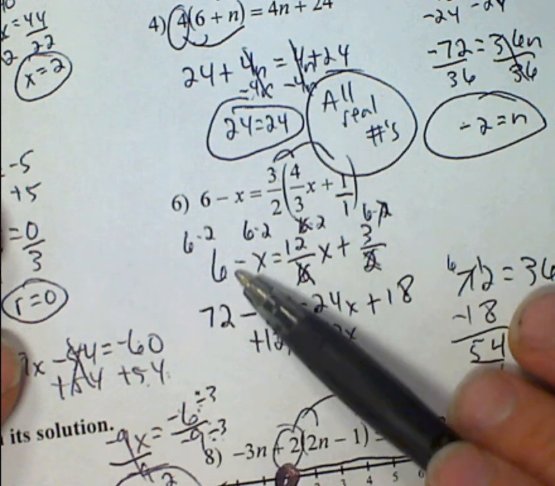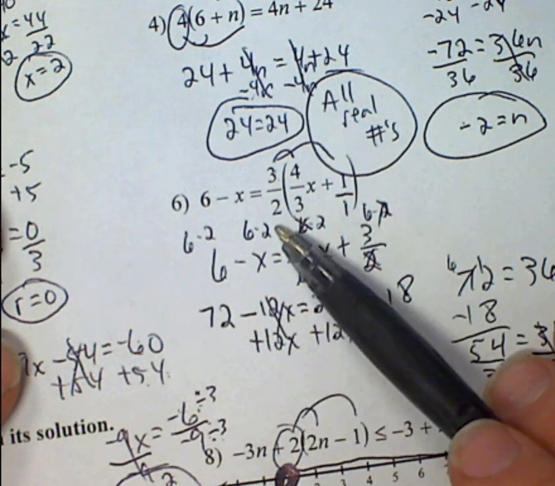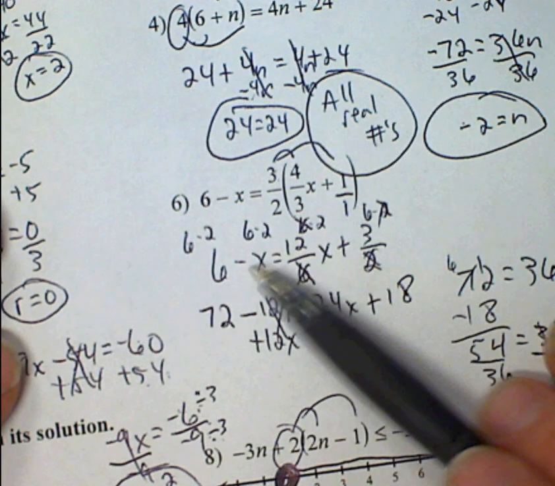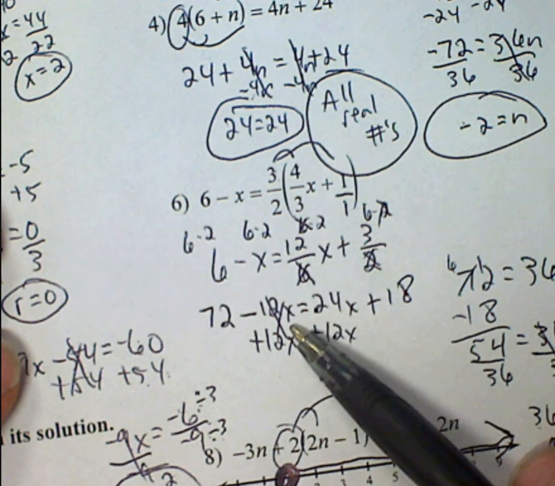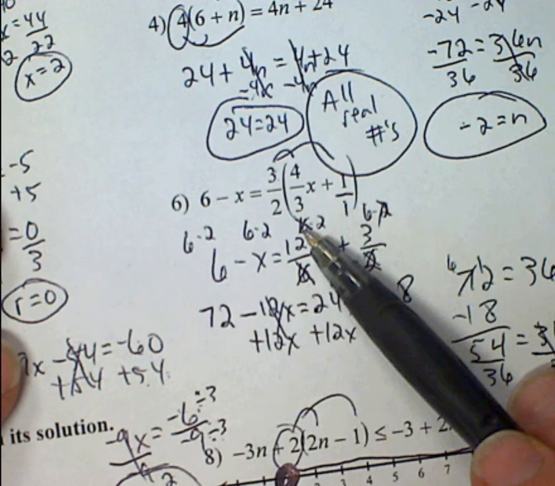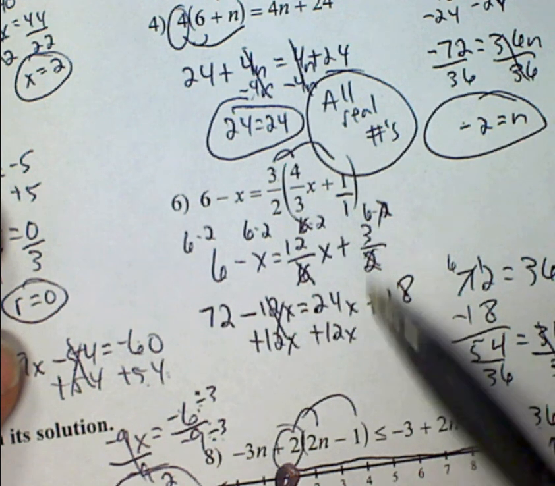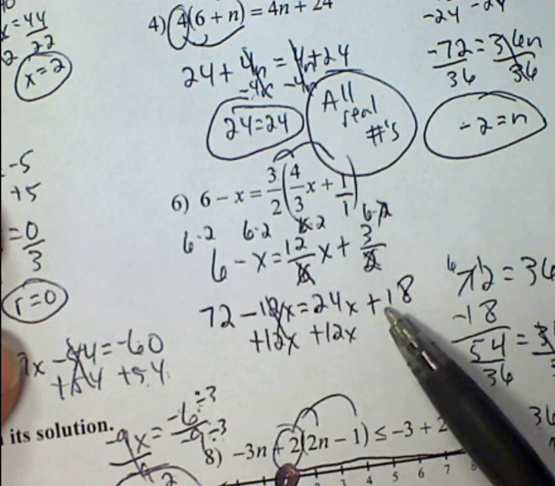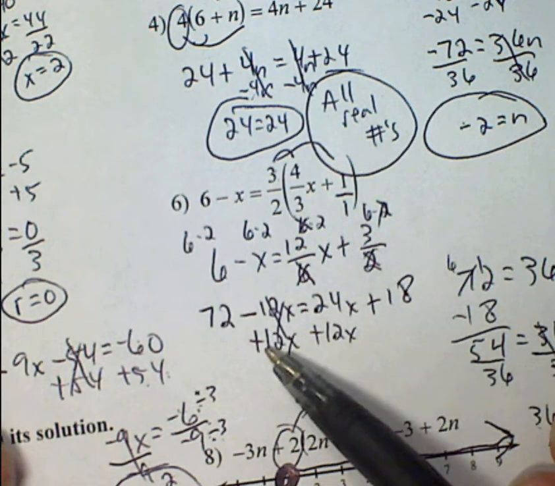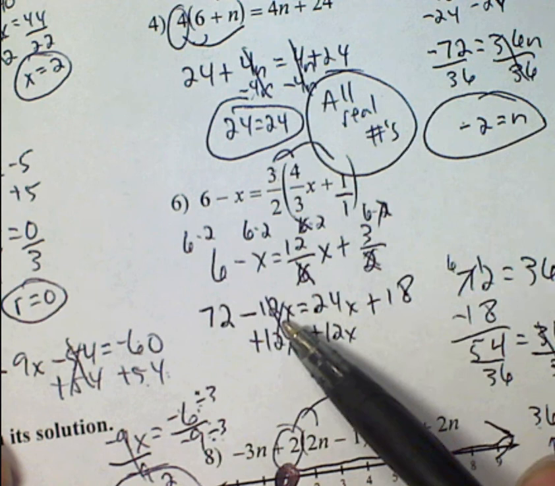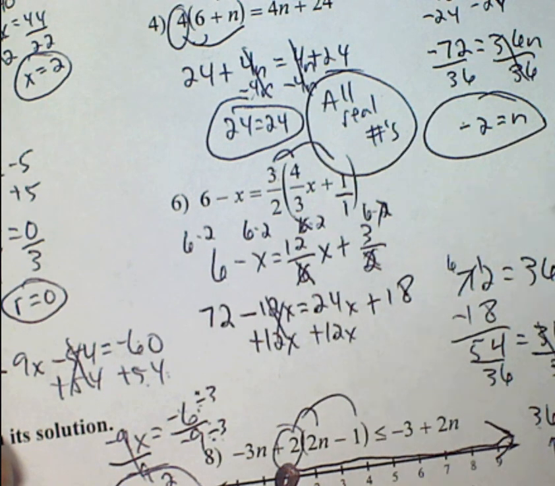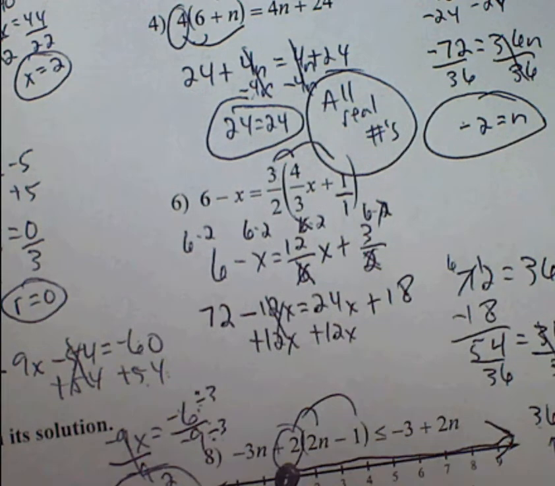6 times 2 times 6 is 72. 6 times 2 is 12, so 12 times negative x is negative 12x. The 6's cancel. 12 times 2 is 24x. The 2's cancel. 6 times 3 is 18. I added 12x to both sides to get rid of my negative 12x. That left me with 72 equals 36x plus 18, minus 18 from both sides.